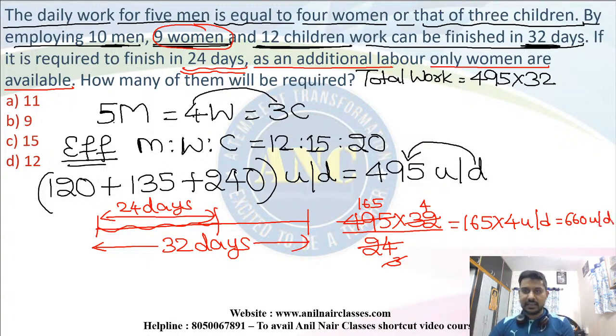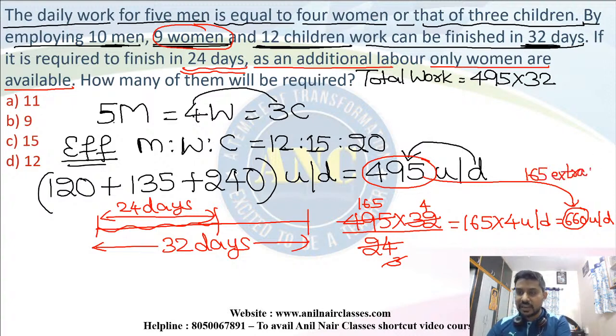So, can I say that if it has to be completed in 24 days, earlier we were distributing 495 chocolates per day. But now I want to complete it in 24 days itself. So we will distribute 660 chocolates per day. That means every day we will distribute 165 chocolates extra, so that the work will get over in 24 days itself. And think logically, this 165 extra chocolates should be distributed by only women.